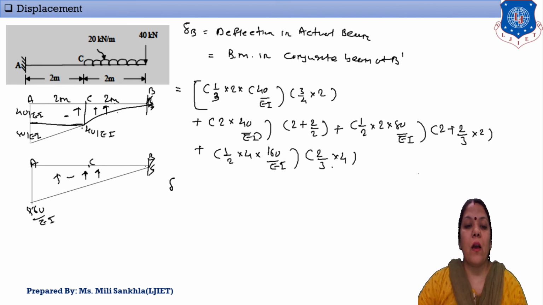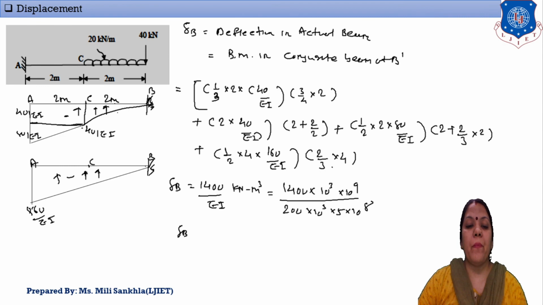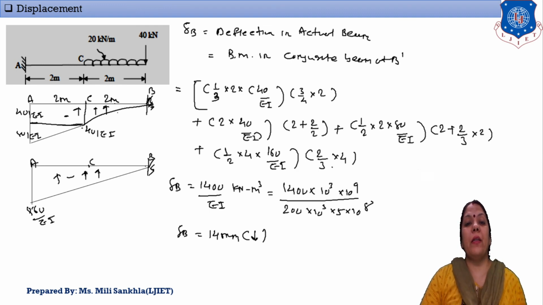Now my del B is equal to 1400 divided by EI, and the unit of this numerator is kilonewton into meter cube. Now convert 1400: 1 kilonewton is Newton 10 raised to 3, meter cube to mm cube 10 raised to 9, divided by EI, 200 into 10 raised to 3, 5 into 10 raised to 8. Now del B is equal to 14 mm, and the value is positive, so it indicates downward direction.